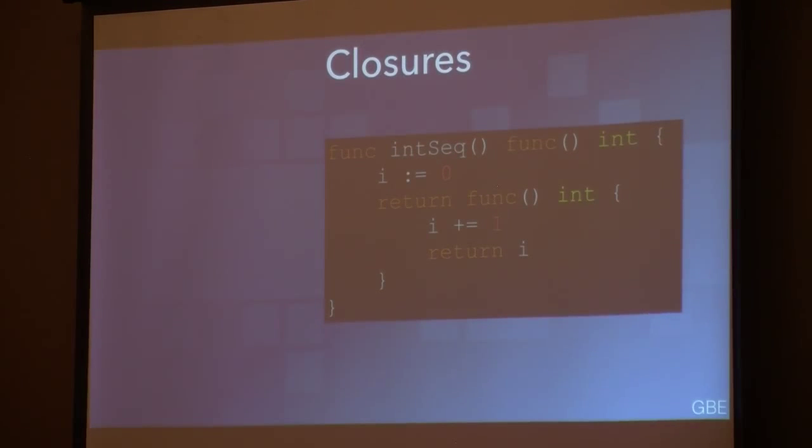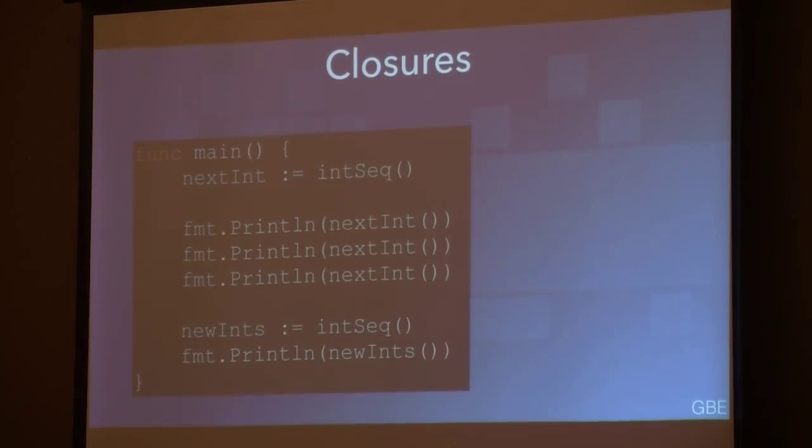Go has closures. Closures are nice. So I can close over that state and return a function that captures that and does stuff with it. So when I say int sync, I get a function back that will give me next int, next int, next int, do it again, starts again.